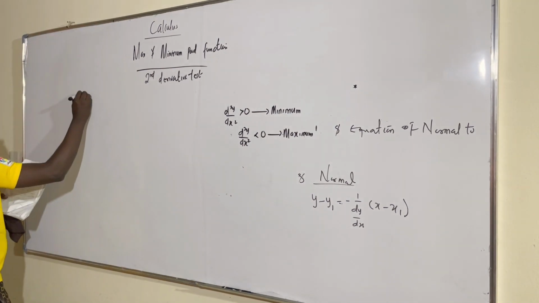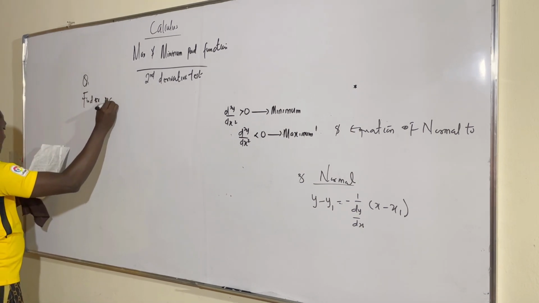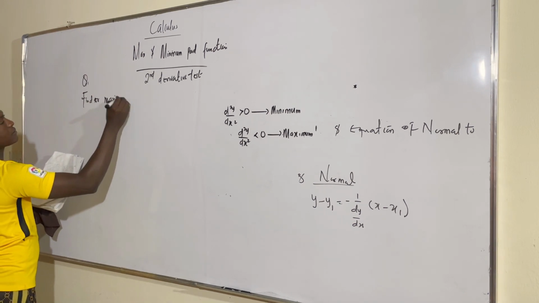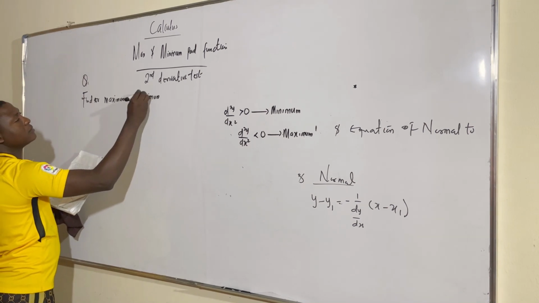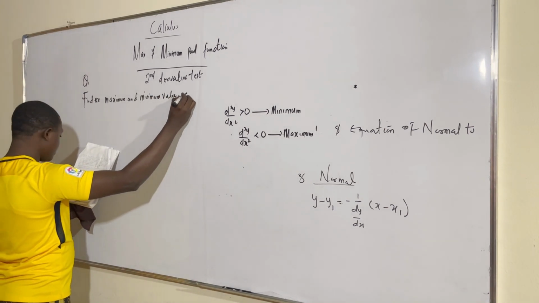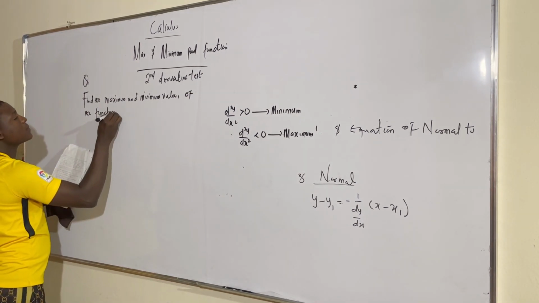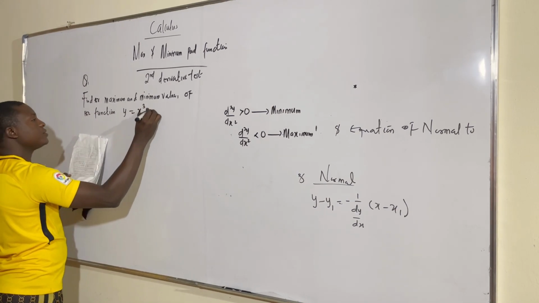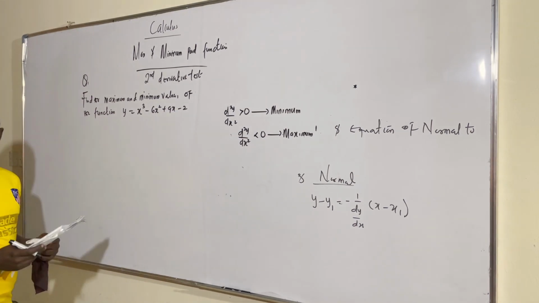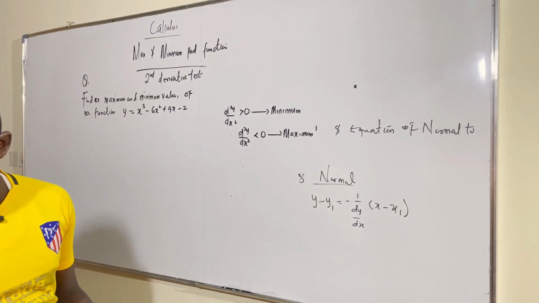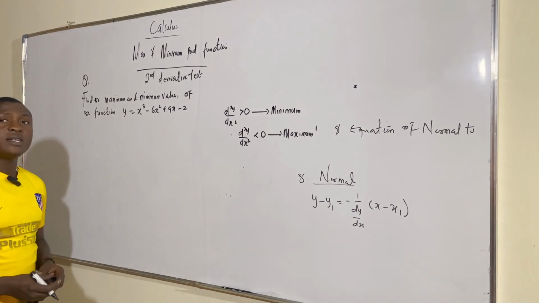The question says find the maximum and minimum values of the function y is equal to x cubed minus 6x squared plus 9x minus 2. We also call the turning point a critical point. All those are turning points, that means when dy/dx is equal to 0.